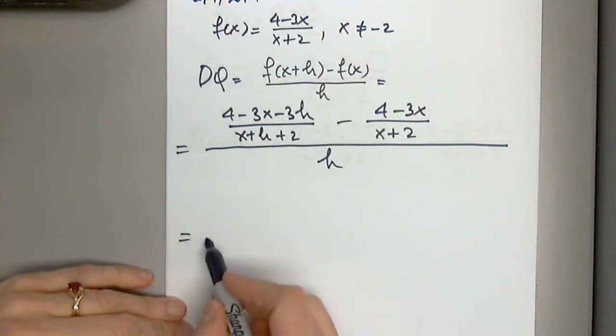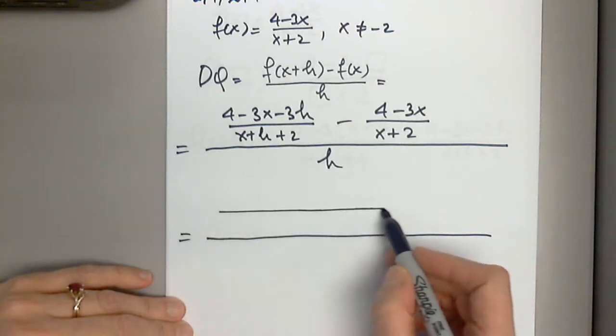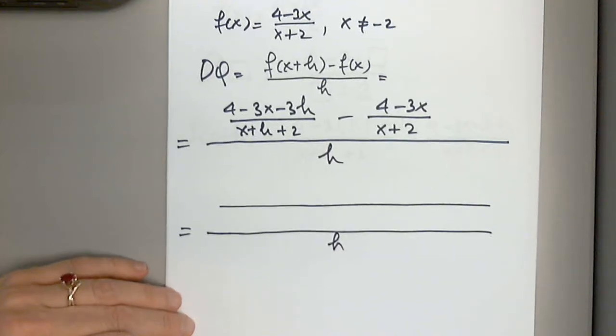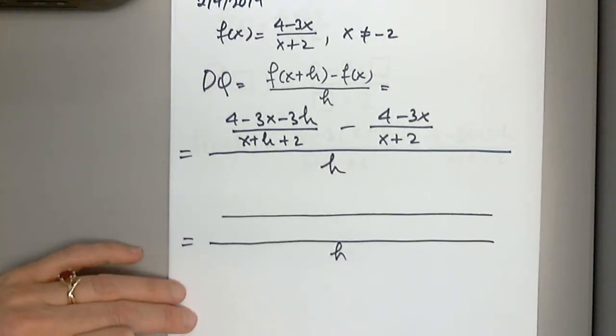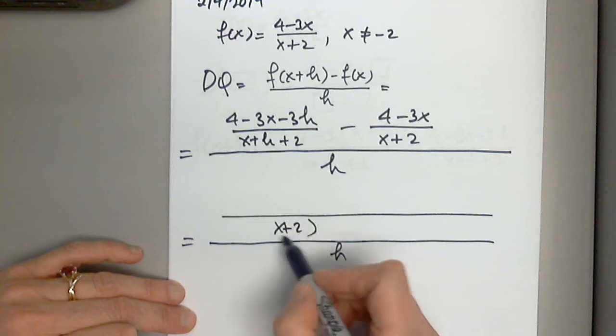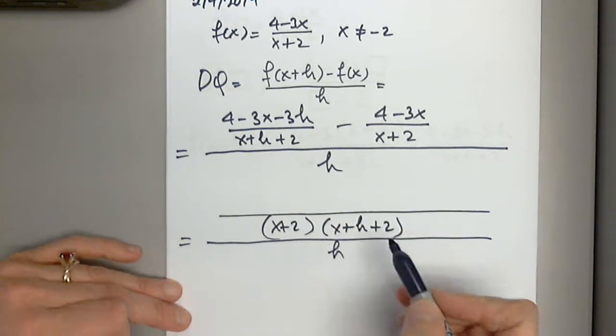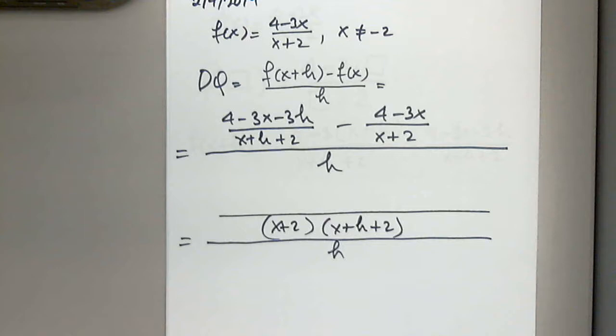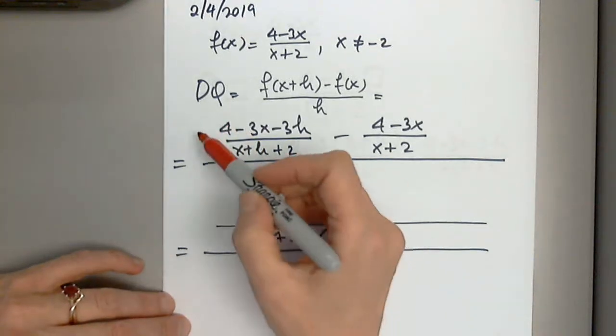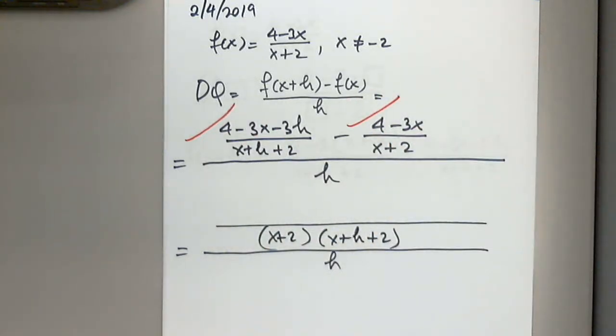Okay? So the least common denominator is x plus h plus 2 times x plus 2. Very good. It is the product of those two. Now, we cannot just copy the numerators. That's not how we add and subtract fractions. So we need adjustments for the numerator of the fraction. This denominator was multiplied by this, so we have to multiply the top by the same quantity. This denominator was multiplied by this, so we have to multiply the top by the same quantity.